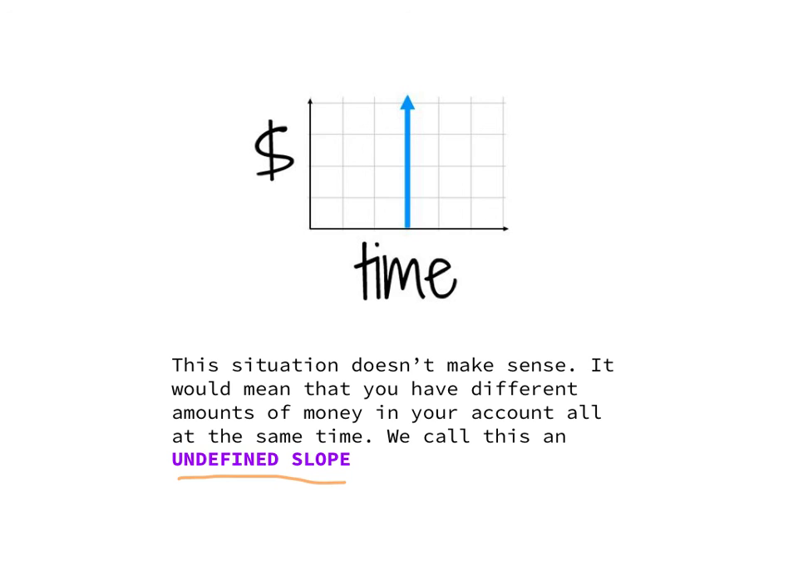All right, and so if you were to think about undefined in terms of money and time, the situation doesn't make sense. It would mean that you have different amounts of money in your account all at the same time. We call that undefined slope. It's impossible for you to have at the very same moment in time multiple different amounts of money. Doesn't make sense.